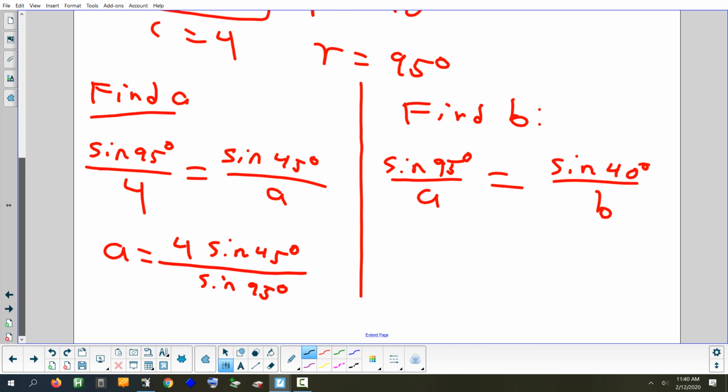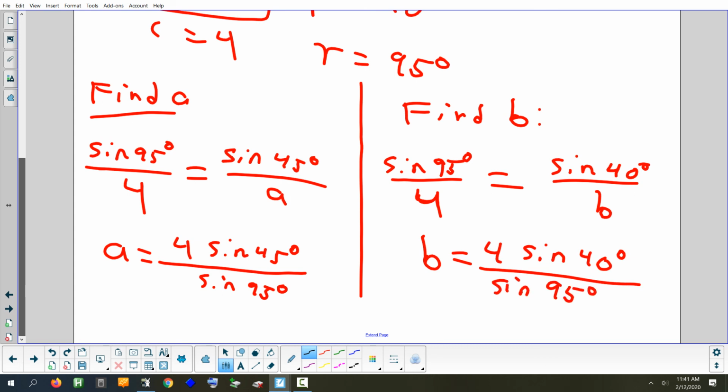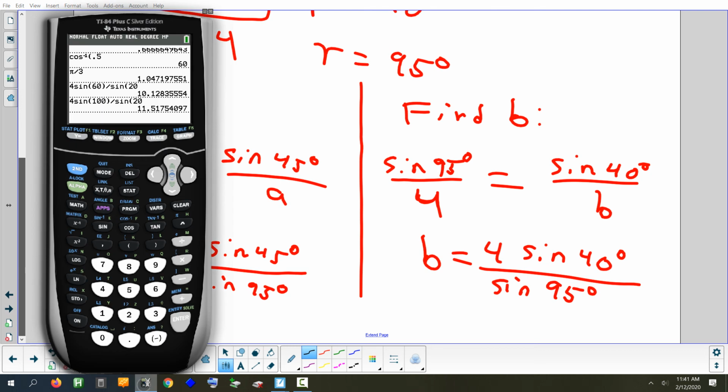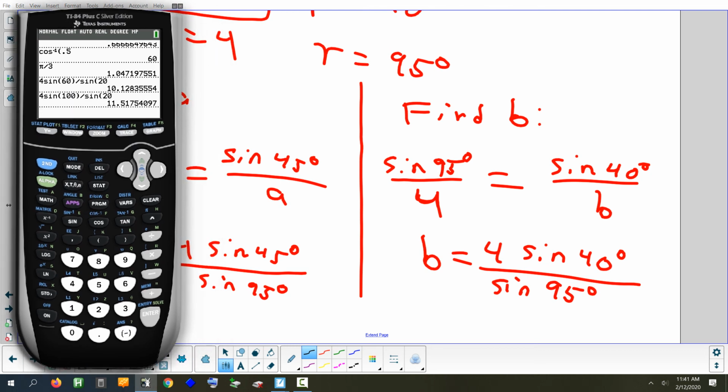Okay, so that will give me A. I think that was supposed to be a 4, I'm sorry. That looked bad. And what about B? Yep, 4 sine 40 over sine 95. Okay. Now we just type each one of those in and see what we got.